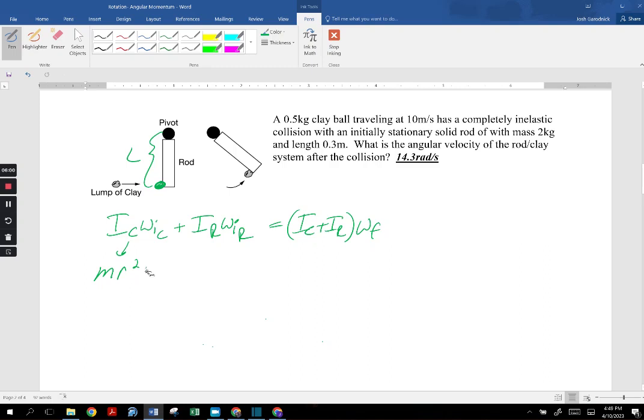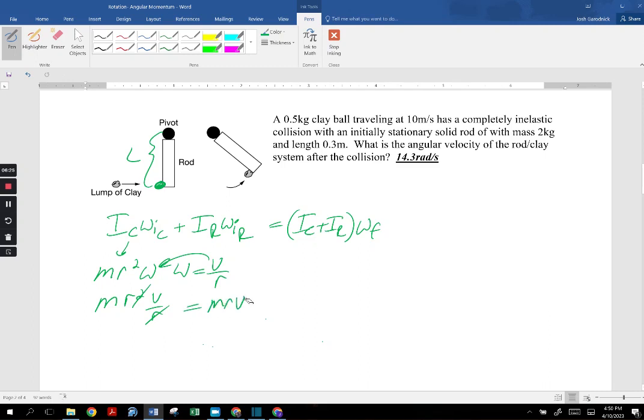Well, it's omega, but I think they give us a speed in terms of meters per second. Interesting. How are we going to deal with that? There's a couple options. Well, omega is v over r, which I'm actually going to sub in here, and then I get mr squared v over r, which equals mrv.